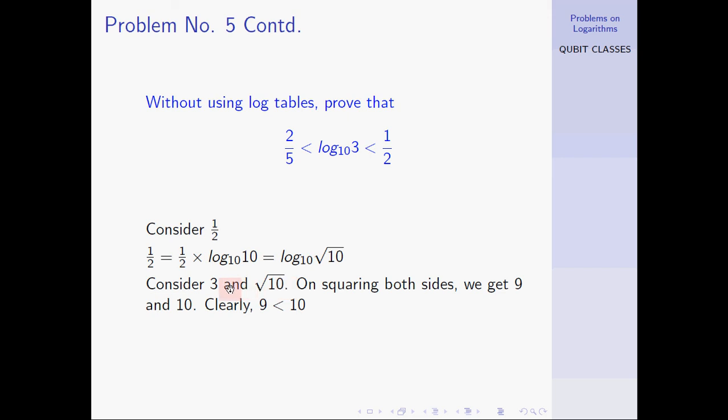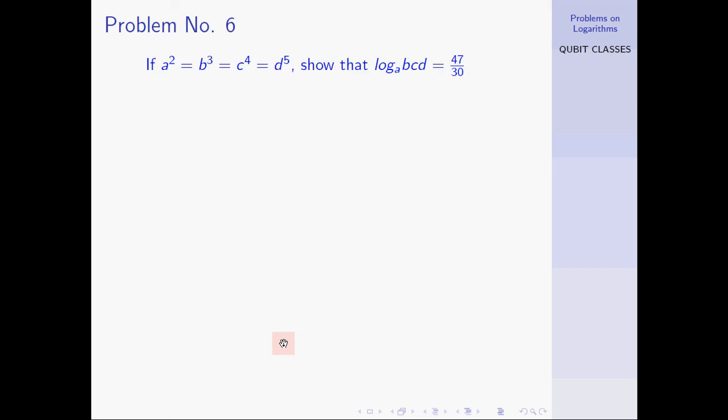Let's square both the sides. Squaring 3 will give us 9 and squaring root of 10 will give us 10. And clearly 9 is less than 10. Therefore, log of 3 to the base 10 is less than 1 upon 2, which is the second part of the problem. Okay, let's move on to another problem.